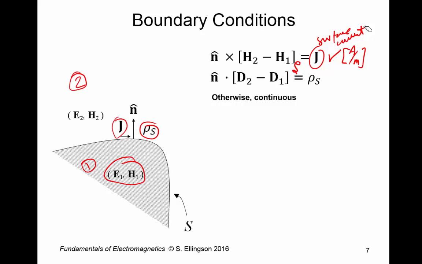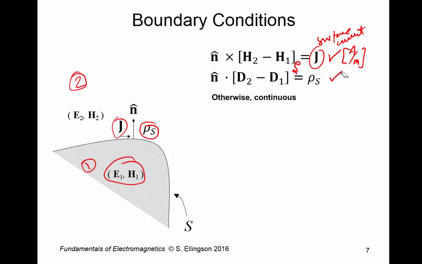Another way of saying what this equation means is that any discontinuity in the tangential component of the field intensity must be supported by a surface current. So if you have a discontinuity in the tangent component of H crossing a boundary, there must be a surface current there to support it. Similarly, here we have a condition on the electric fields.